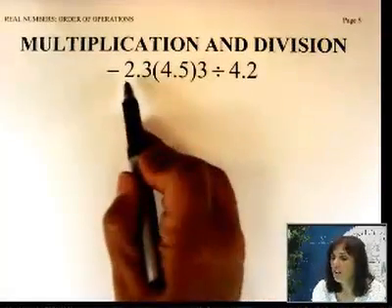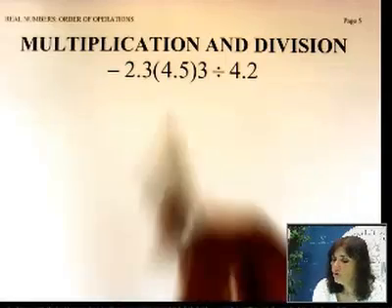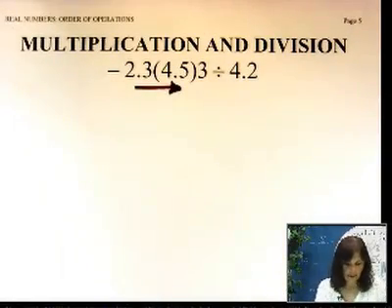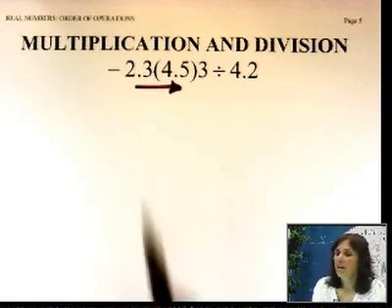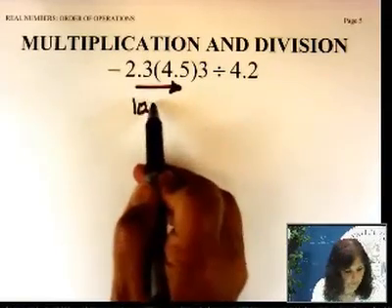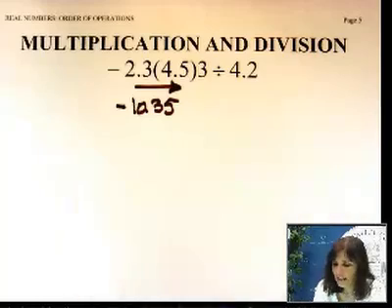I have here a bunch of multiplication and division. Now I'm going to do them from left to right. So let's do the multiplication. I multiplied these for you before. So 2.3 and 4.5, that gives me 10.35. And since it's negative times positive, that's going to end up with a negative.